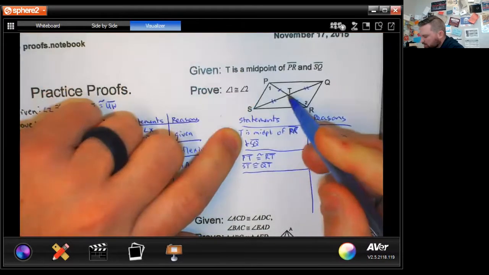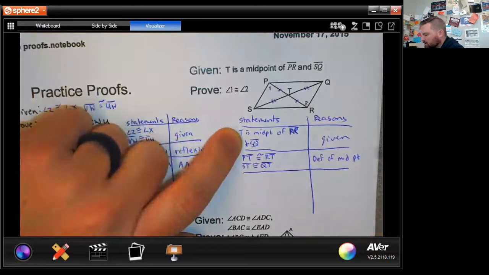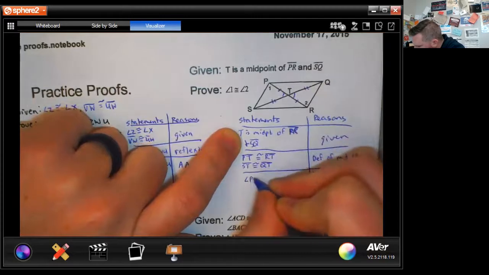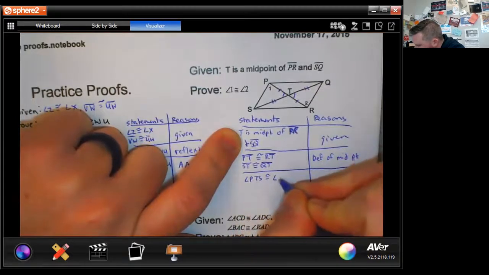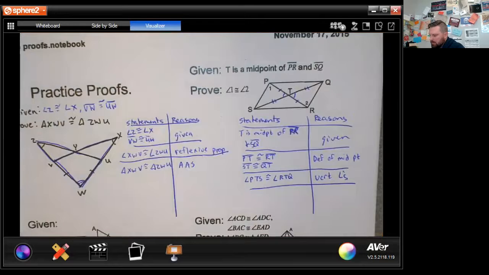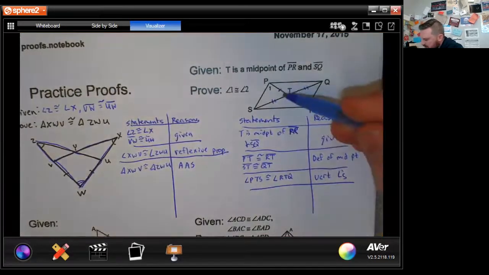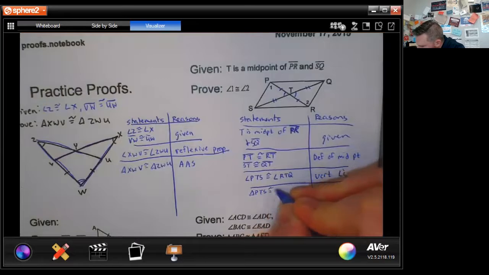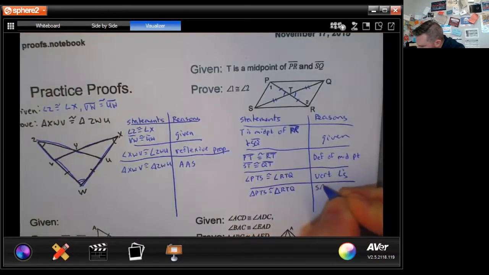We said a midpoint splits it into two equal halves. So you got two sides. And then you have these two angles right here. So angle PTS is congruent to angle RTQ, because those are vertical angles. Okay, so now you have side, angle, side. So your triangles have to be congruent. That was side, angle, side.